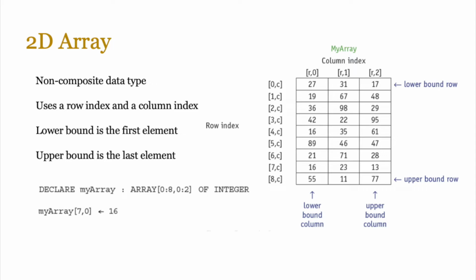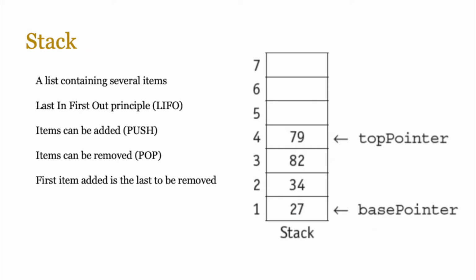Now, when you want to assign a value to a 2D array, you would need to assign it by specifying both the row position and the column position. So my array 7, 0 means you look at the 7th row, and then you look at the column which is index 0, which is basically the first column, and that's where you store 16. Now those two are the most common types of data structures.